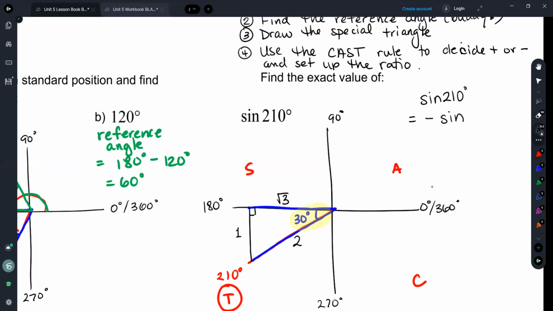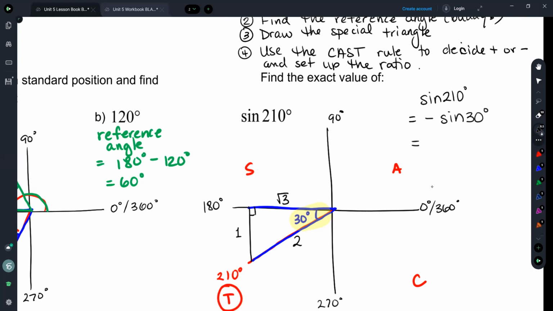These are actually equivalent trig expressions. So it's negative, again, because it's in the tan quadrant, and I'm going to use the reference angle of 30 to find what this ratio is exactly equal to. So what is the sine of 30 from the special triangle? I want opposite over hypotenuse from this special triangle. So sine of 210 is equal to negative sine 30.